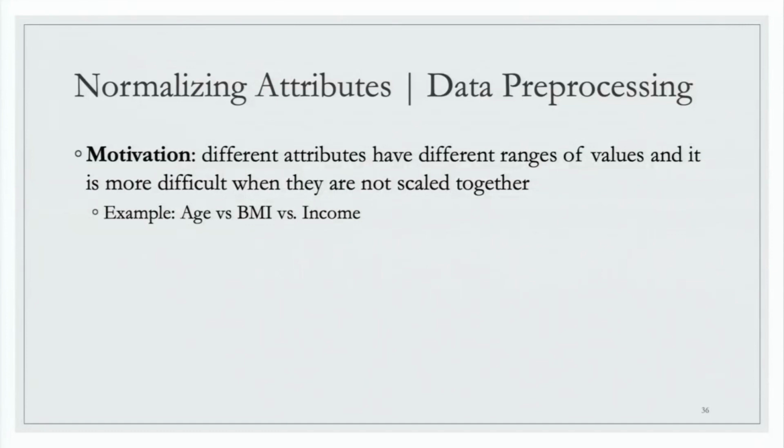I might have missed it, but attributes like age, BMI, and income have different scales. Do you scale them individually? Yes, we tend to scale them within attributes, because the idea was we want each attribute to have similar ranges of values. So how do we do that?